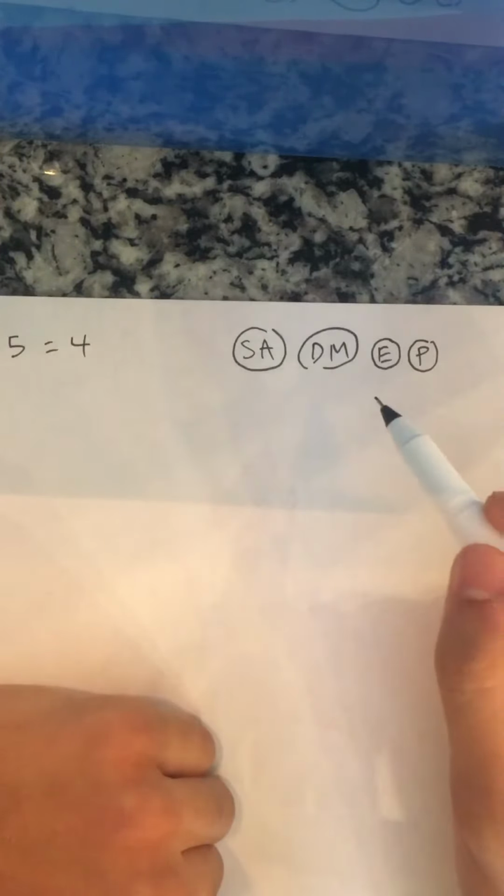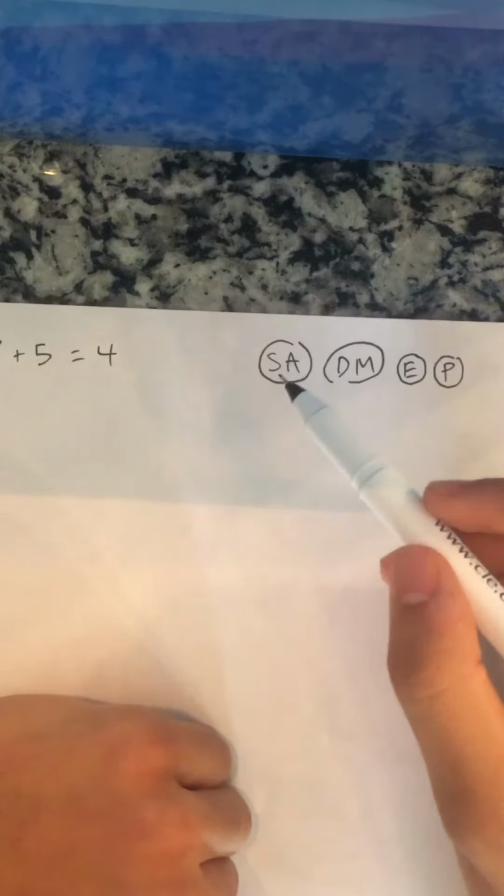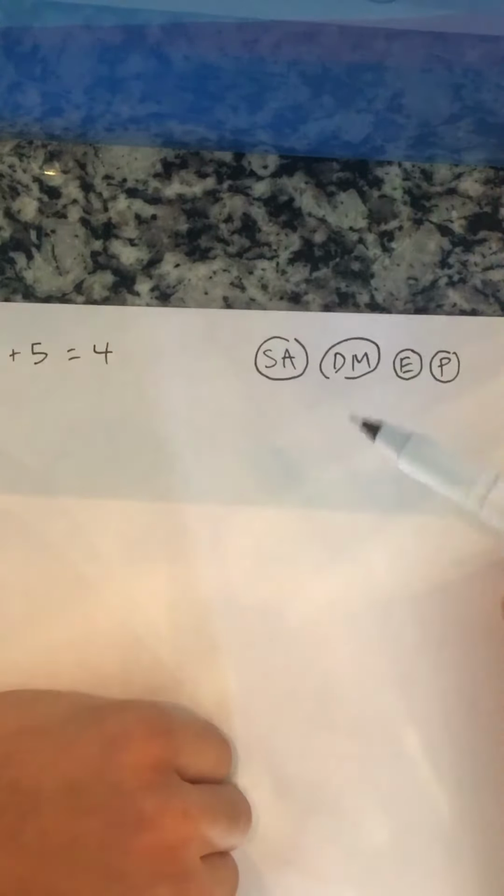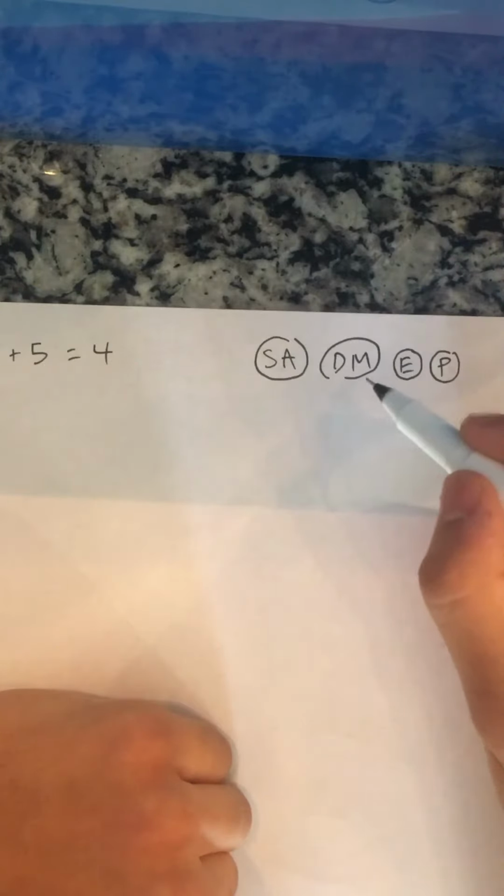What that means is that we have to look for something that we could subtract or add on both sides. Then we need to look for something that we could divide and multiply on both sides. Then we look at our exponents, and then we look at parentheses.